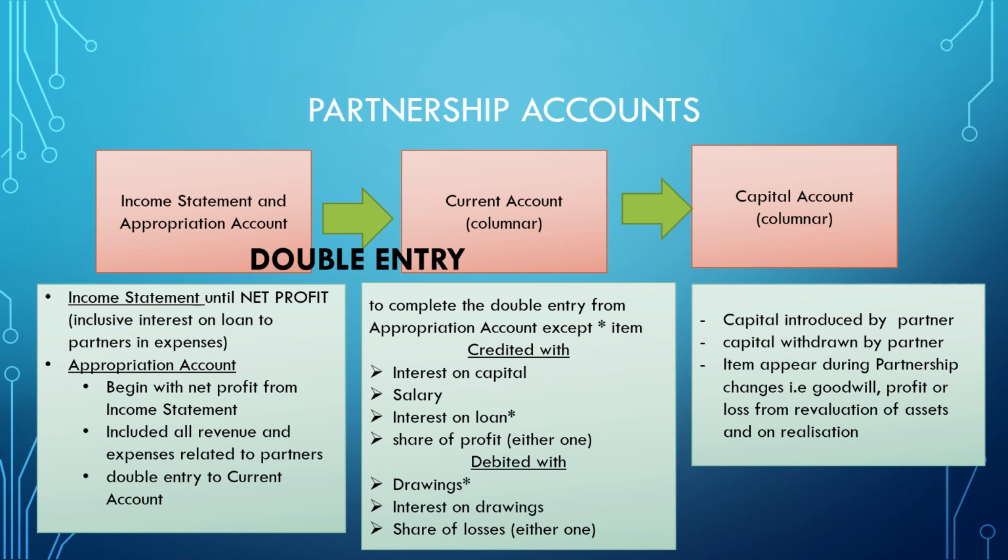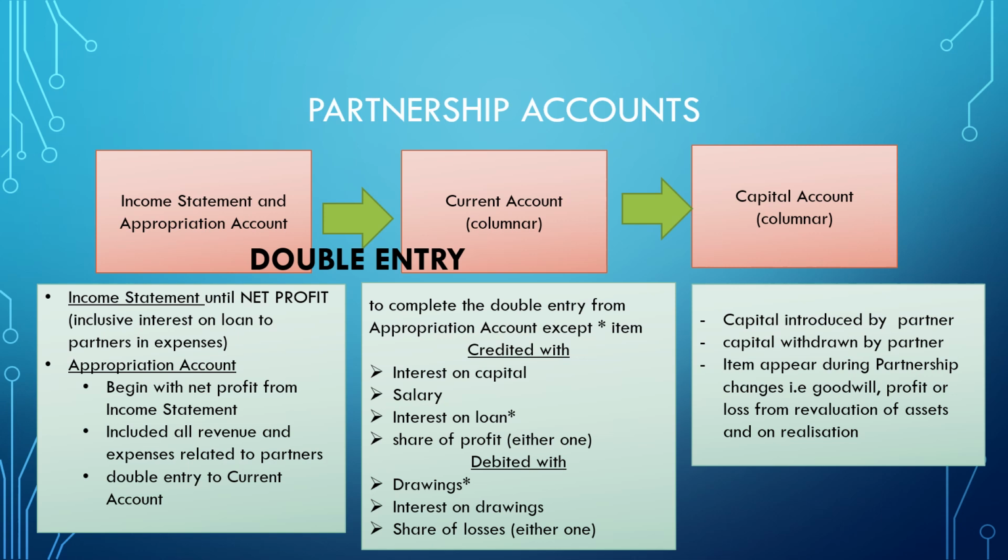So if, let's say, interest on capital, the partnership has to pay the partner. So it becomes an expense to the partnership. Similar to salary, the partnership has to pay the partner, so it becomes an expense to the partnership. So in the current accounts it is credit. In appropriation it is debit, because it's an expense to the partnership.